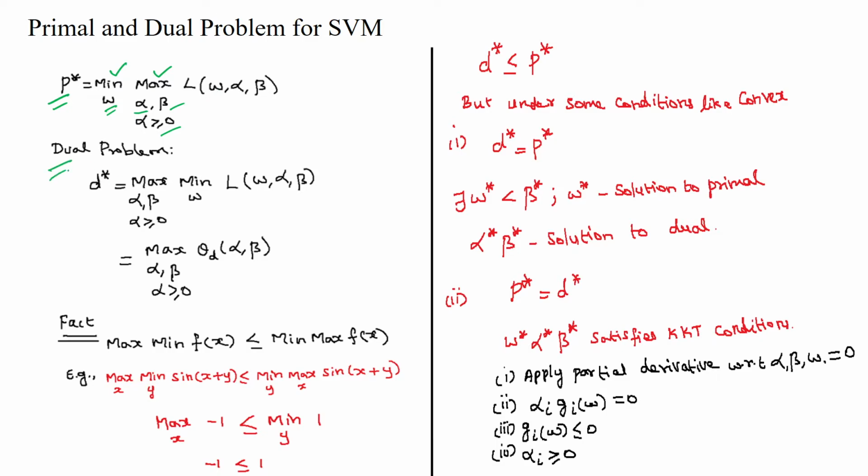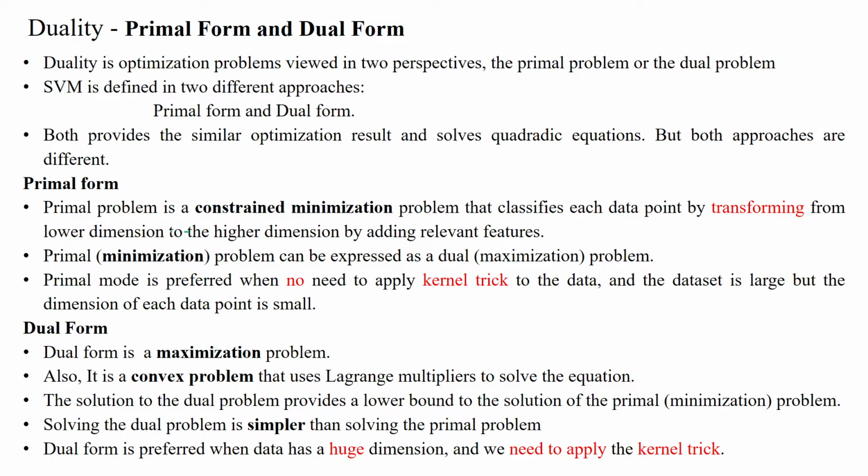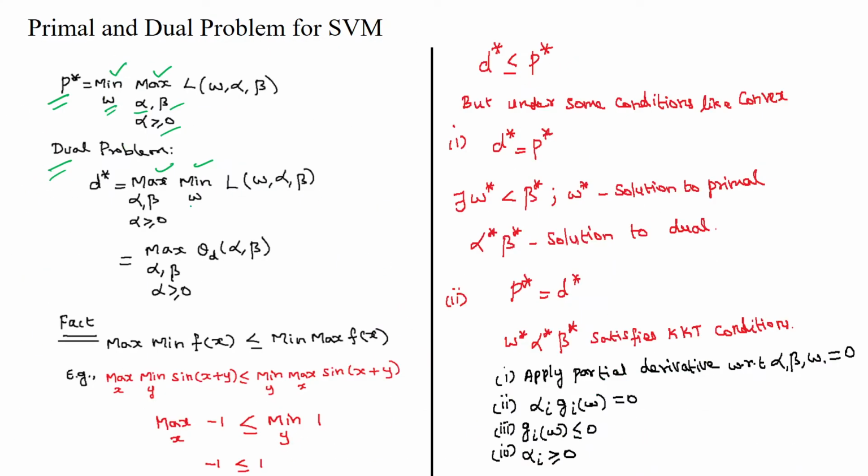The dual problem can be written as a max min problem, because the primal problem is a minimization problem and the dual problem is a maximization problem. So the primal should be written as a min max function, and the dual problem will be written as a max min problem. First we are finding the minimum value from the Lagrangian function, and we are trying to maximize that lower bound value with respect to the given parameters alpha and beta.